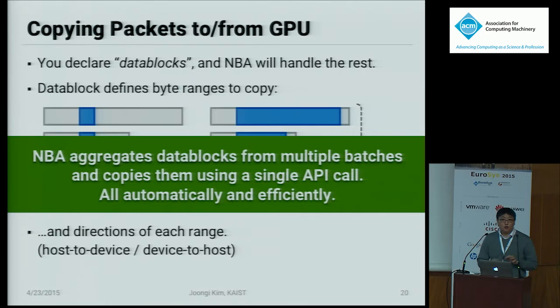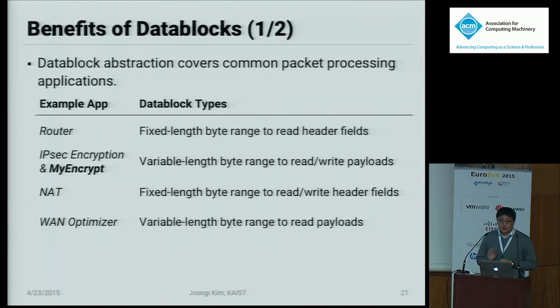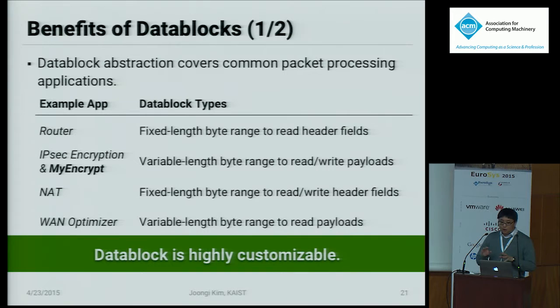So the benefit of this data block abstraction comes in twofold. First, it covers most common packet processing applications such as routers, encryption gateways, network address translators, and WAN optimizers. Whatever application you build, we believe that data block abstraction greatly saves your effort and time for GPU acceleration. Also, please note that data block abstraction is highly customizable and not limited to raw packet data. So data blocks can define their own pre-processing and post-processing functions and choose different parallelization units instead of individual packets. So we hope to see future applications exploit this flexibility of data block abstraction.